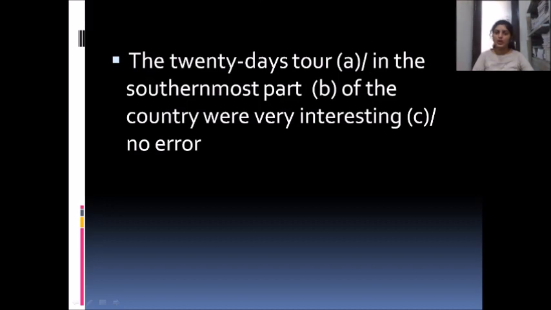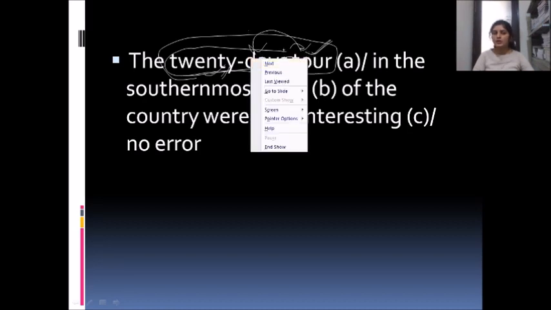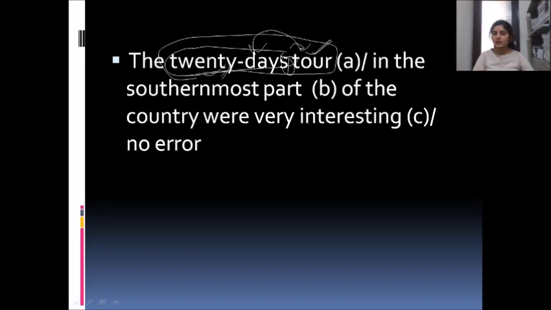The 20 days tour in the southernmost part of the country were very interesting. Now, as we discussed in one of the sentences earlier, we have some compound nouns, as you can see in this 20 days tour. This is our compound noun, and the main noun here is tour, right? And 20 days is acting as an adjective because it is telling us about the tour itself, how many days the tour was, and the days have also been specified, exactly 20 days. So whenever we use a compound noun and the part which is acting as an adjective to that main noun, here 20 days is acting as an adjective to tour, in that adjective we always drop this s. This is unnecessary, so this should not have been used.